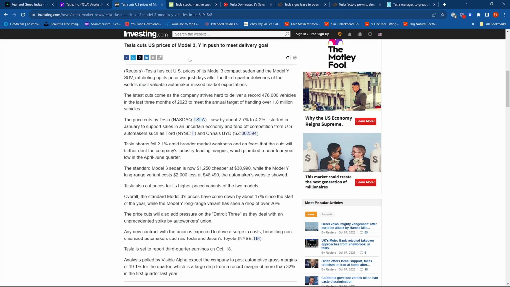First things first, we got Tesla. They cut the US prices of the Model 3 in order to meet the delivery goal. Essentially, to summarize this article, they lowered the prices of their vehicles in order to create more sales, which can lead to meeting their delivery goals. I feel like that's a good thing on Tesla's part. Tesla did go down a little bit when they cut the prices, the shares kind of fell, but I feel like that's all for a good cause, to drive the sales up and hopefully meet the delivery goal.